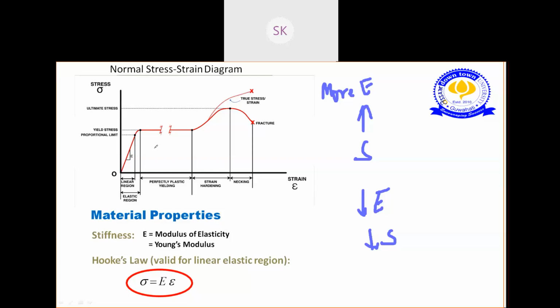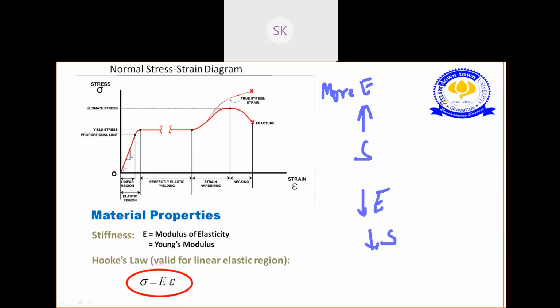Suppose you have been given two curves. You have to find which one is more steep. Suppose you don't know the material name, and you have just been given an E value. The curve which has more E value, that means the material which has more Young's modulus, will have more stiffness.